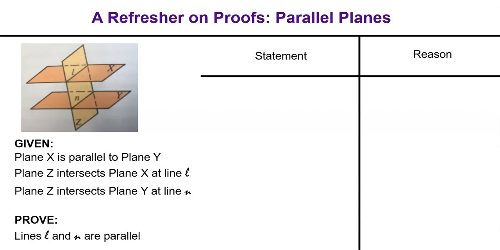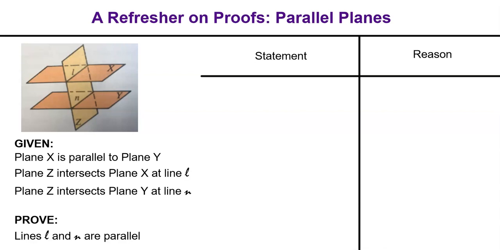So we know that the definition of parallel lines is that they are lines that are coplanar and never intersect. Lines L and N are coplanar because they're the intersections of plane Z with plane X and plane Y, so they are both in plane Z. That is the first part: they're coplanar, check. The second part is that they never intersect, and we are going to say that they never intersect because they are in planes that never intersect.